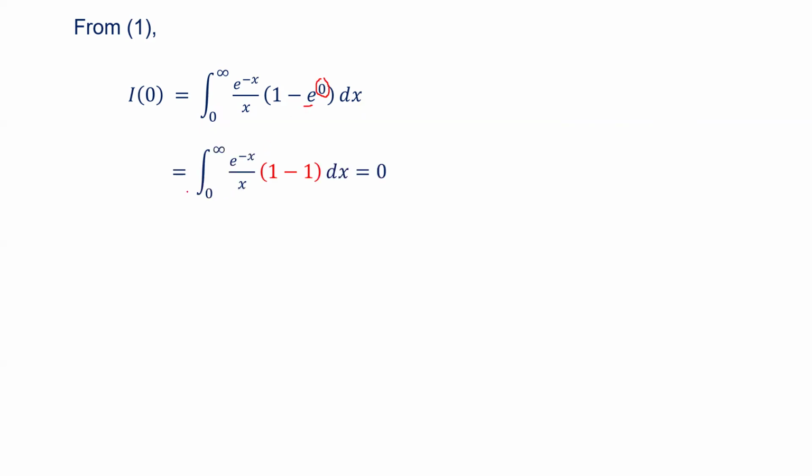And from equation number 1, what is equation number 1? I of 0 is equal to the integration of e to the power minus x upon x into (1 minus e to the power minus ax). So if we put a equal to 0, it will become e to the power 0. And we know that e to the power 0 is nothing but 1. So it is equal to the integration of e to the power minus x upon x, (1 minus 1), which will give us 0, under the limit 0 to infinity. So the overall value of I of 0 is equal to 0.